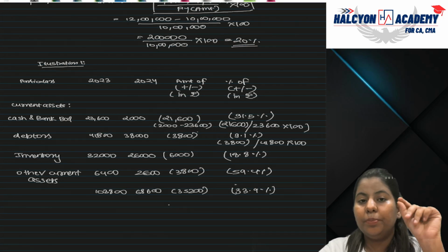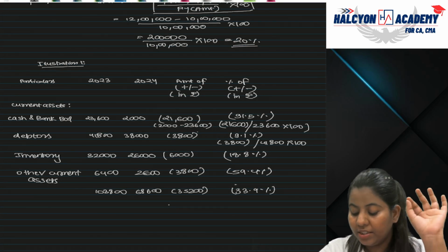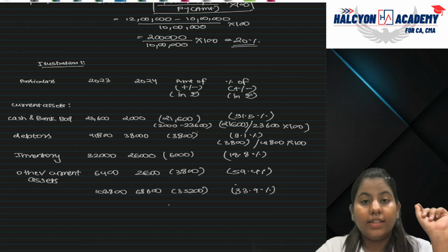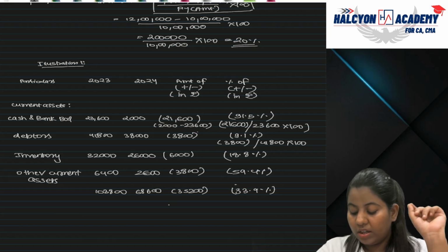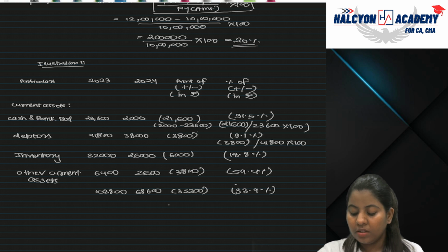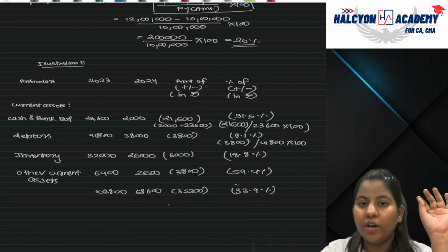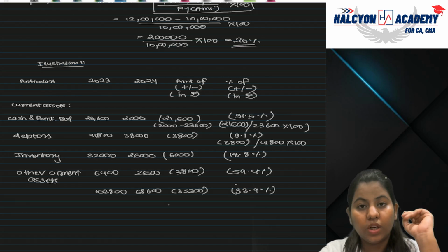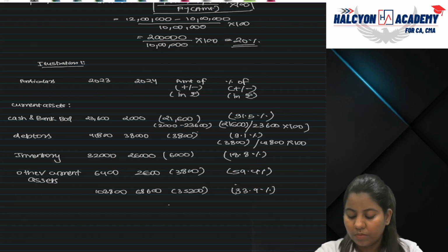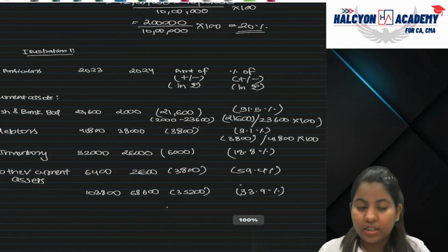There is a 33.9% change in current assets between the current year and previous year. The current assets have decreased by 33.9% from previous year to current year. So the total change is 33.9%.